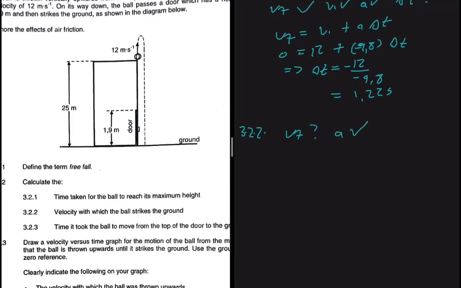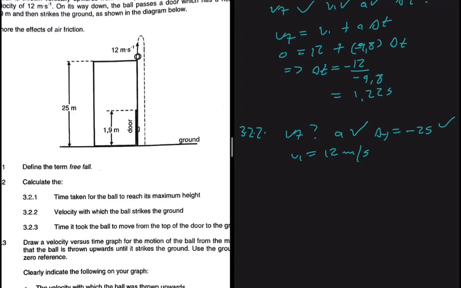And then what else do we have? It's coming from the top of a building and then it goes down to strike the ground. So we have a delta y. Our delta y will be equal to minus 25. Why minus? We have taken up as positive, so the direction down must be minus. And then we also have the VI. Let's not forget we have VI equal to 12 meters per second up. So now we have these variables: VF, VI, A, and delta y.